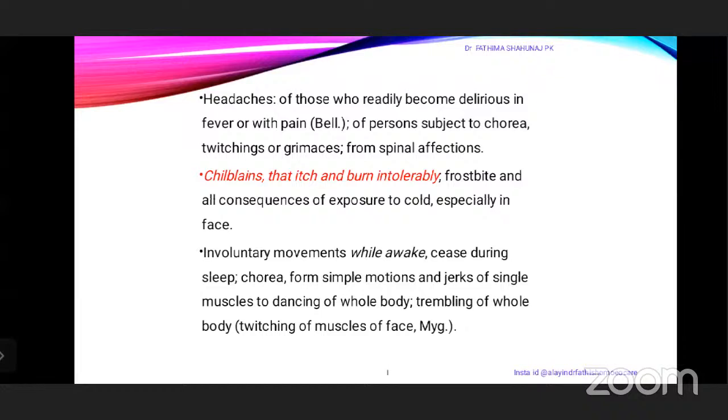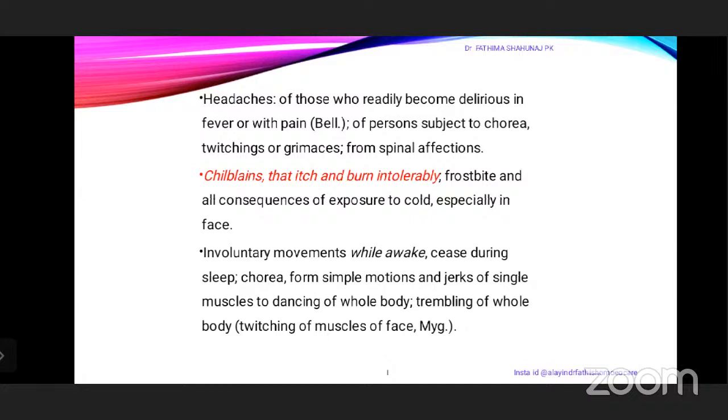Then belladonna can be clinically given for ADHD patients, so children, okay. It is a very good remedy for that too. And then persons subject to chorea, twitching or grimaces from spinal affection, chilblains that itch and burn intolerably, frostbite and all consequences of exposure to cold, especially in the face, involuntary movements while awake, stop during sleep.